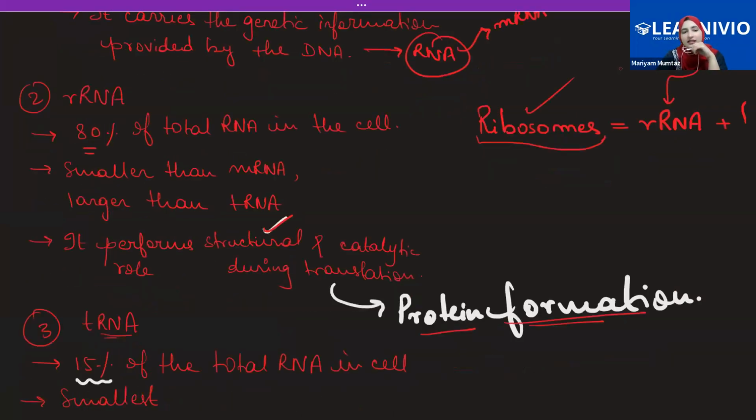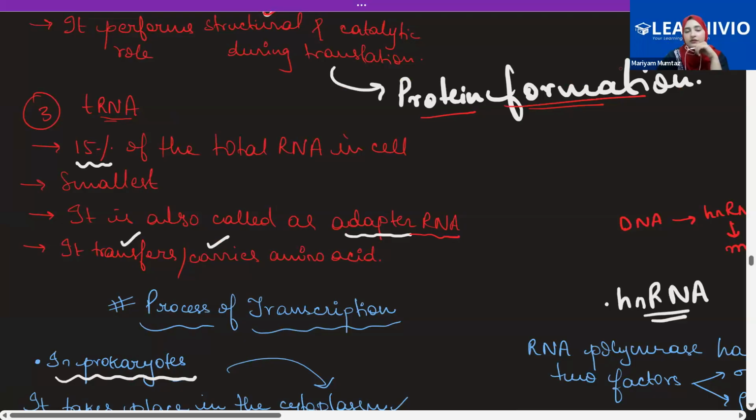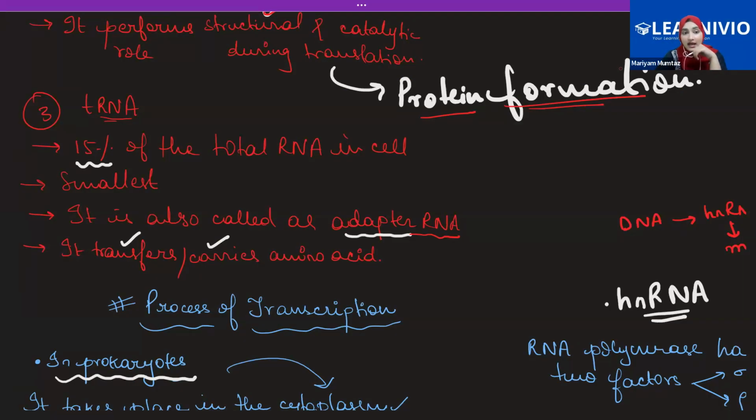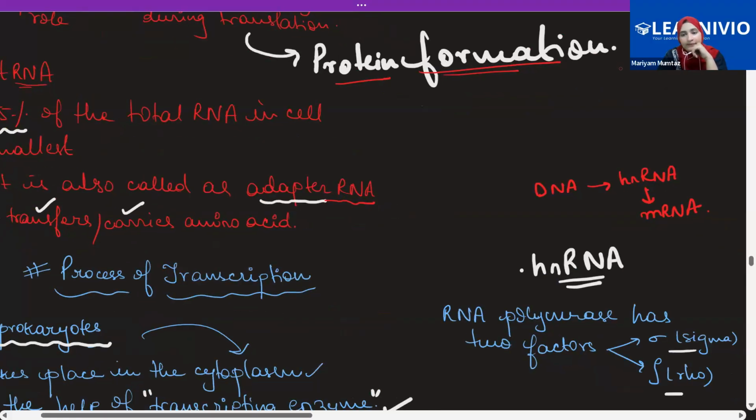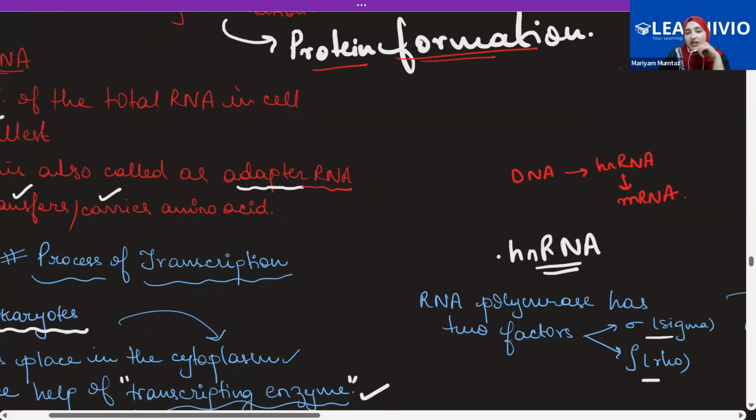Then the last is the tRNA. 15% of the total RNA in the cell is the tRNA, and it is the smallest size RNA. It is also called adapter RNA. And what does it do? Its function, since the name suggests, is transfer. T stands for transfer. So it is important for transferring the amino acids, again, during the process of translation. Clear? Yes, ma'am.